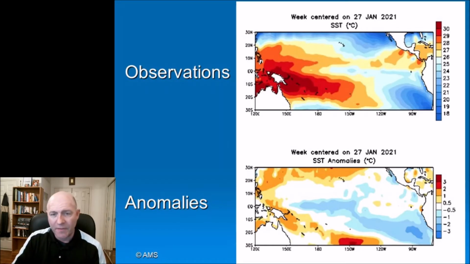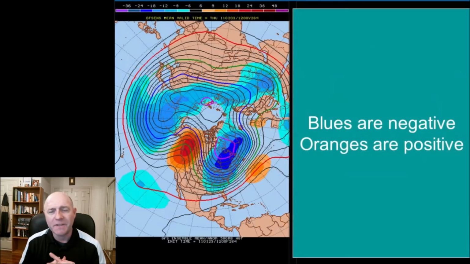And we'll talk more about that in just a second. And oftentimes the conventions are this way. The blues tend to be negative anomalies. The oranges and reds tend to be positive anomalies. This is looking down from above the Earth on a different projection. And here the squiggly lines are what's technically called geopotential heights.